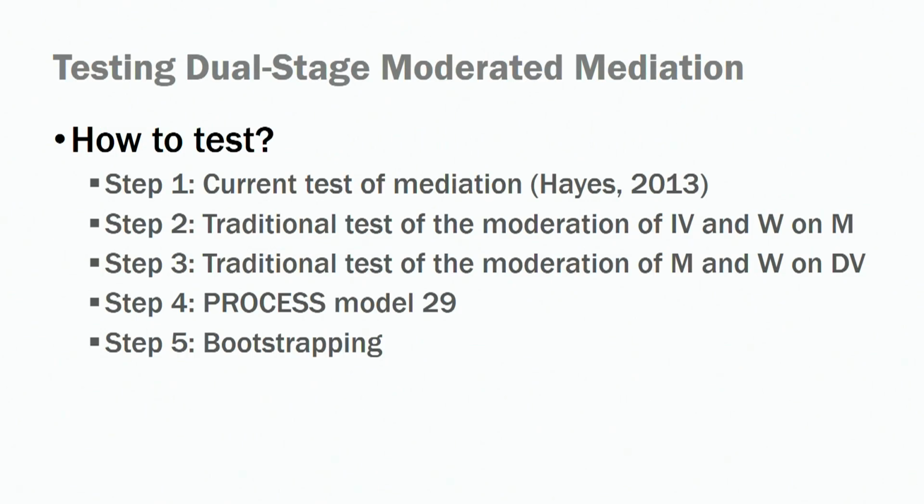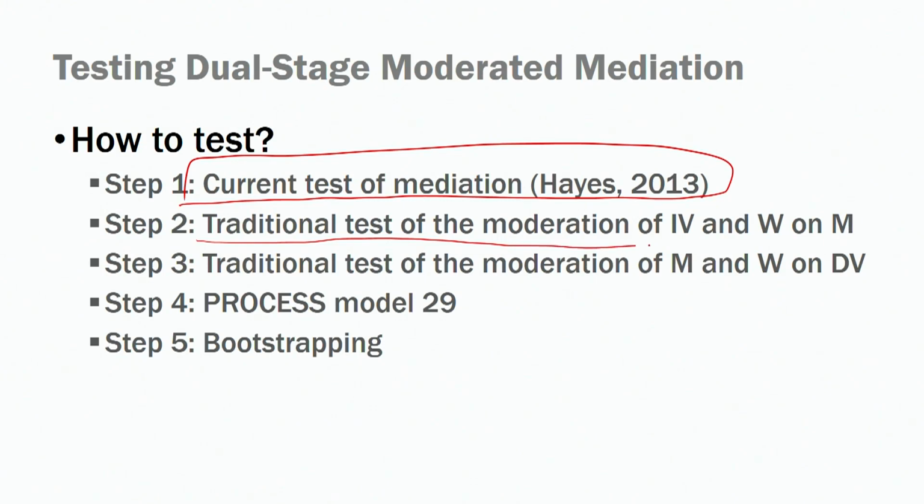How do we test for that? Pretty similar to what we've been doing so far. We first run a mediation model, and we adopt Hayes process macro for that. And the step 2, we run a traditional test of moderation, and we are looking at the relationship, the interaction term of the independent variable and moderator on the mediator. Step 3 is a similar moderation model, but now we are looking at the interaction term between the mediator and our second moderator and that effect on our dependent variable.